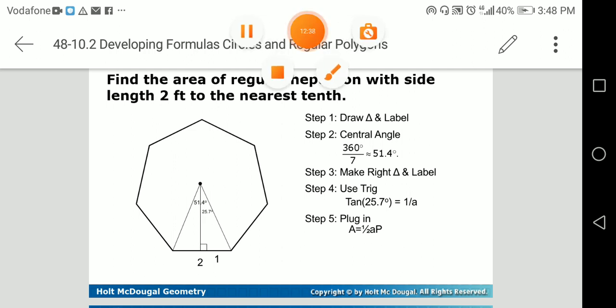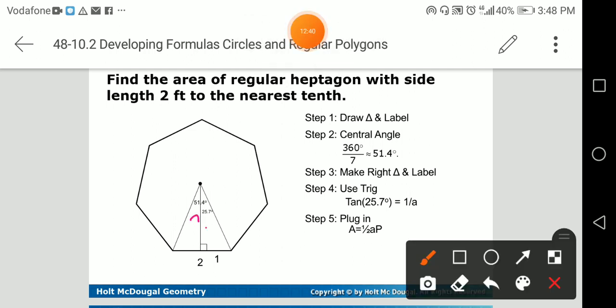We have here, I don't know this one, but I know the angle here and I know the other angle. So how to know the apothem? It's very easy to use the tangent of 25.7. It's equal to opposite over adjacent. Opposite here is 1, over the adjacent over this one. That's what I need to know.